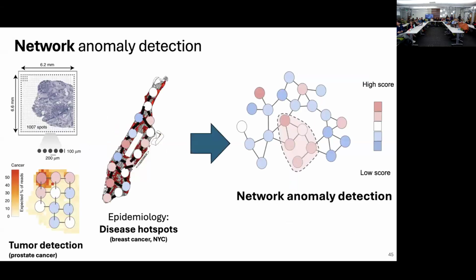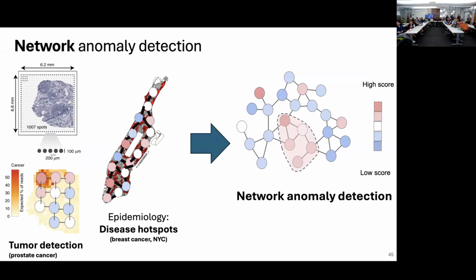More generally, you can think of these spatial anomaly detection problems as a special case of network anomaly detection, where you have a network, this graph, with nodes or points in space and edges connecting nearby points. And you have these scores that tell you how aberrant each node is. And you want to find these subnetworks that are anomalous. And so this is an interesting question in the context of spatial data.